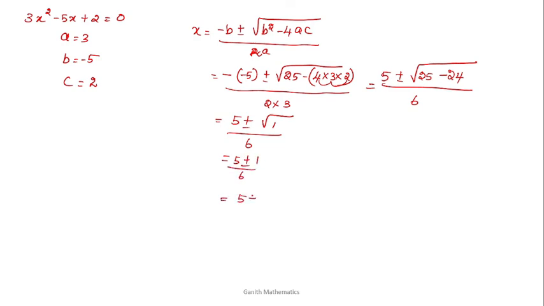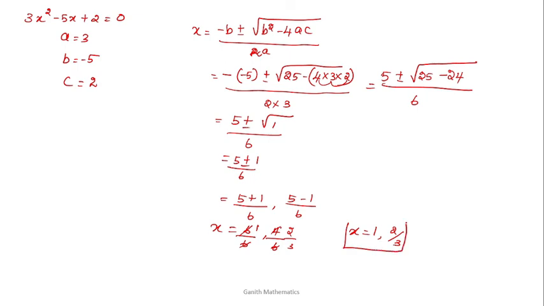We can say that either 5 plus 1 divided by 6 or 5 minus 1 divided by 6. If 5 plus 1 by 6, it is 6 by 6. 5 minus 1, then it is 4 by 6. We can cancel the numerator and denominator, it will be 2 by 3. So this 6 and 6 will get cancelled, it gives x. So x is equal to 1 or 2 by 3. We are getting the same result by using the three different methods.